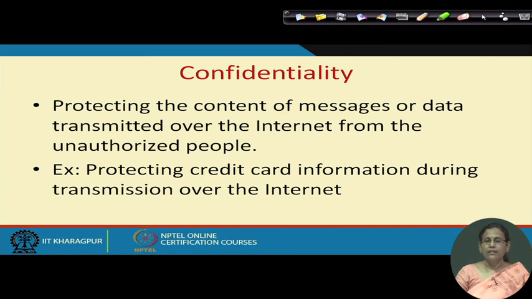So, therefore, there has to be some mechanism in which the data that you send is represented in some other way. This process is called encryption. For example, when you are sending your credit card information while it gets transmitted over the internet, you have to be encrypting that credit card information.